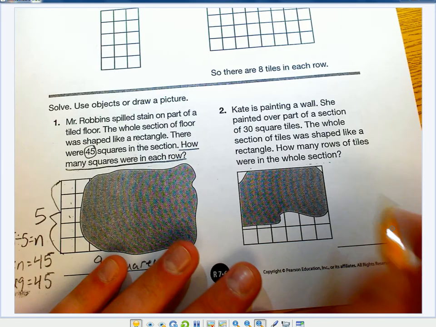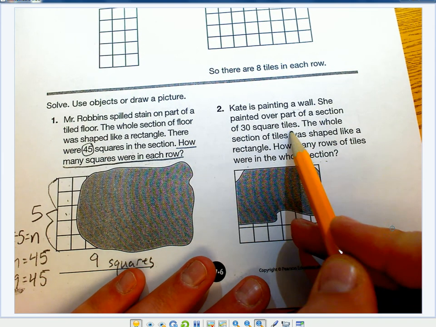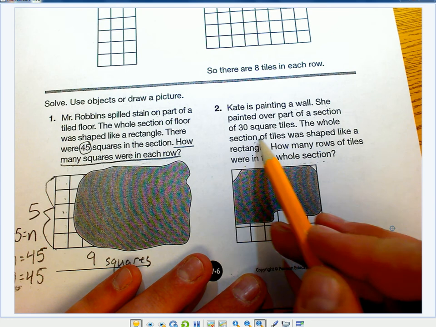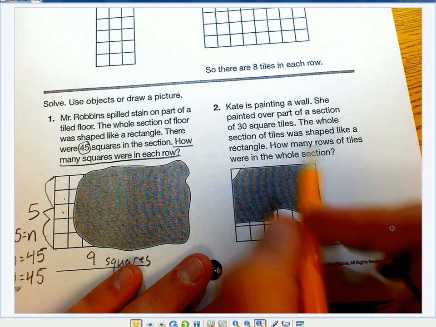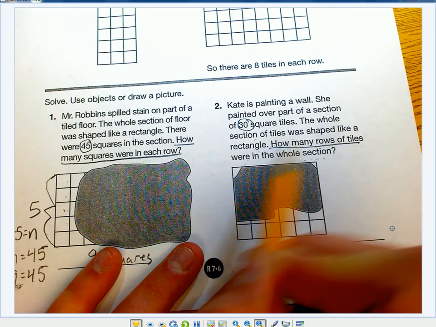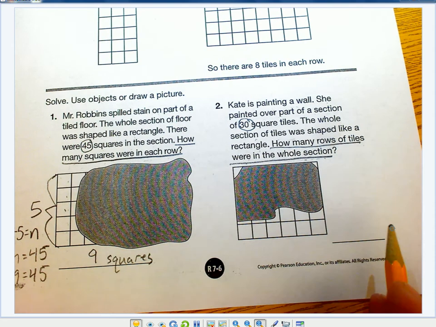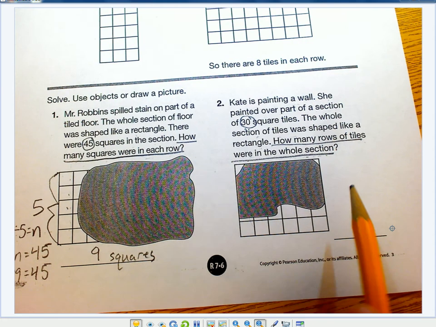Number 2, Kate is painting a wall. She painted over a part of a section of 30 square tiles. The whole section of tiles was shaped like a rectangle. How many rows of tiles were in the whole section? 30 is my total, so that's important. And the question is, how many rows of tiles were in the whole section? The thing that I know is there's 30. Somewhere in here, even though I can't see them all because they're covered.